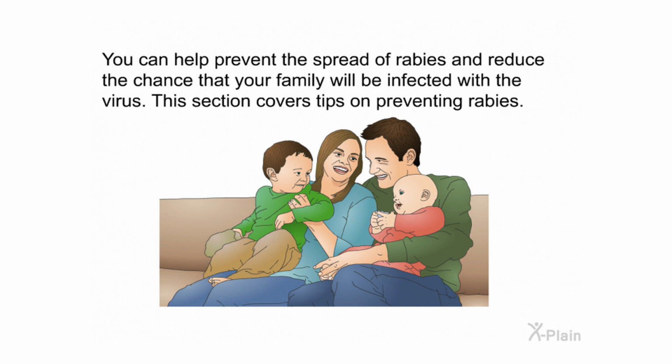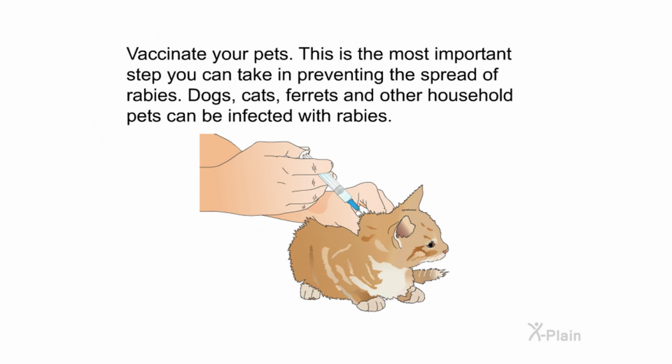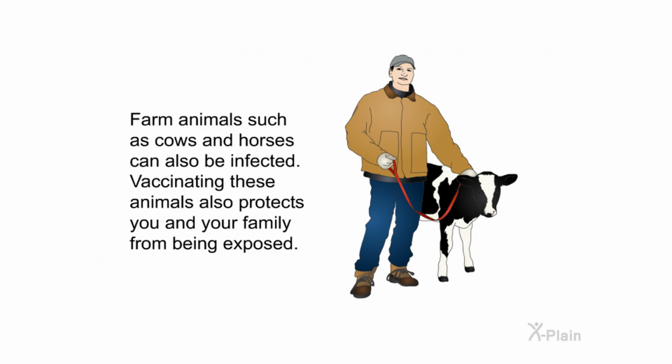Prevention. You can help prevent the spread of rabies and reduce the chance that your family will be infected with the virus. This section covers tips on preventing rabies. Vaccinate your pets. This is the most important step you can take in preventing the spread of rabies. Dogs, cats, ferrets, and other household pets can be infected with rabies. Farm animals such as cows and horses can also be infected. Vaccinating these animals also protects you and your family from being exposed.